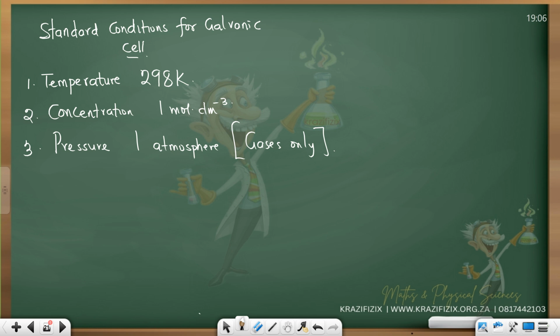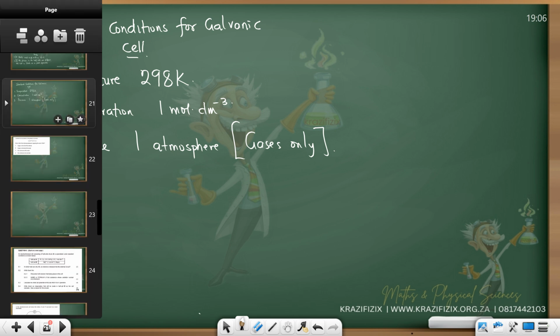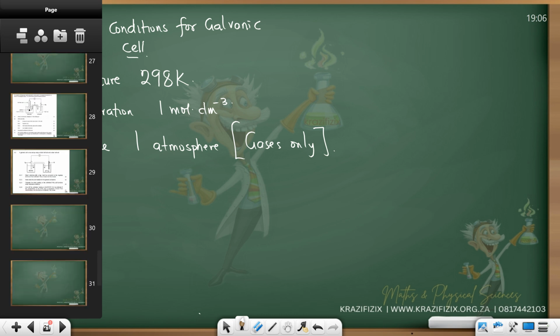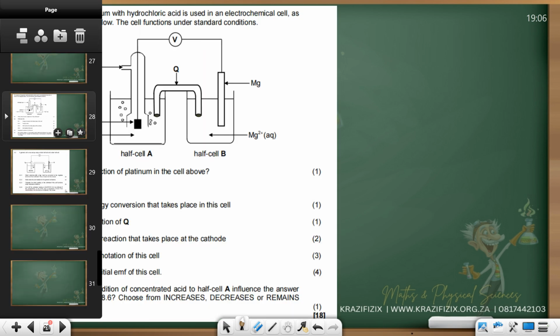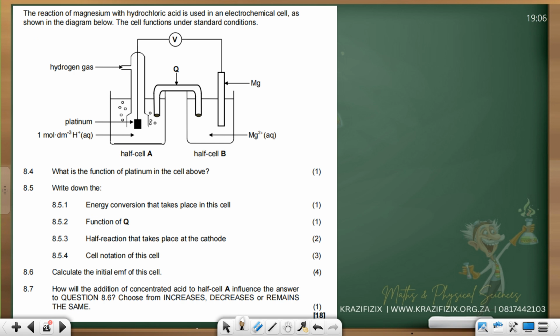In this particular one that we used for our case study, did we use a gas? No. So don't mention gas pressure there if they ask you for standard condition. And don't just say pressure and temperature. You have to write the values. The temperature has to be 298 Kelvin and the concentration has to be 1 mole per dm cube. But if I give you one like this, then what do I need to do? I must mention what? Pressure.